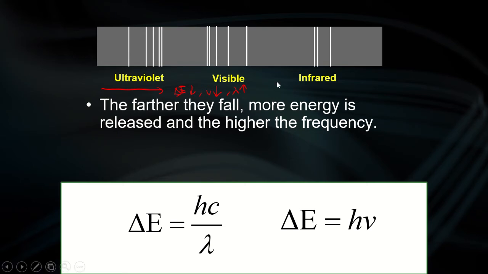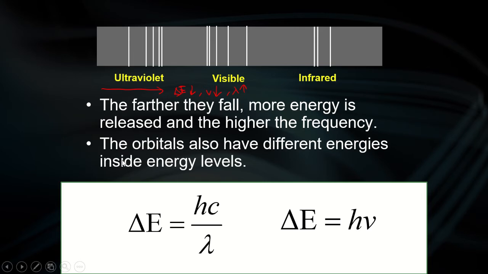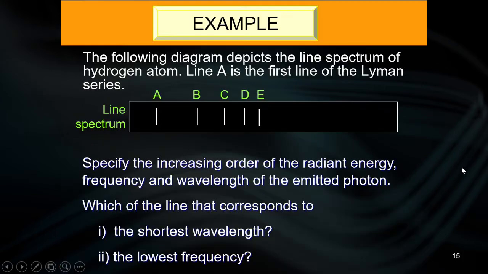So the farther they fall, the more energy is released and the higher the frequency. So the orbitals also have different energies inside an energy level. So we can see here that delta E, okay, this is the Planck constant equation. This is how we relate delta E and wavelength, and also delta E and frequency. So delta E is inversely proportional to wavelength, meanwhile it is directly proportional to frequency.